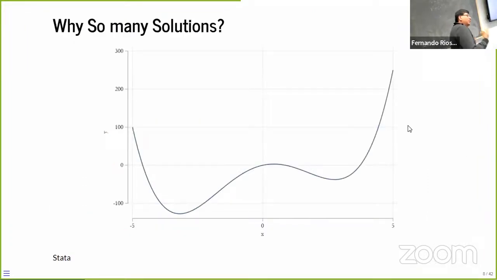Okay, so in this particular case, there are 3 solutions, and that's why, depending on the initial values, you're going to have a different solution.